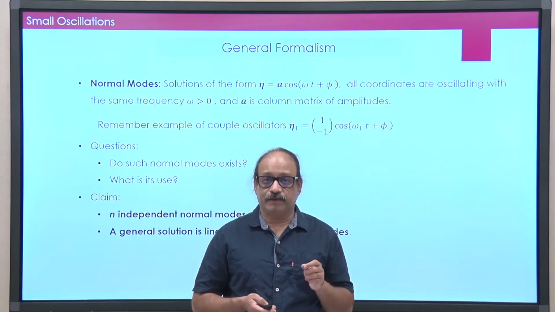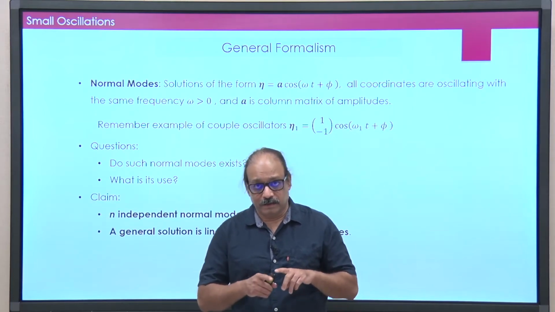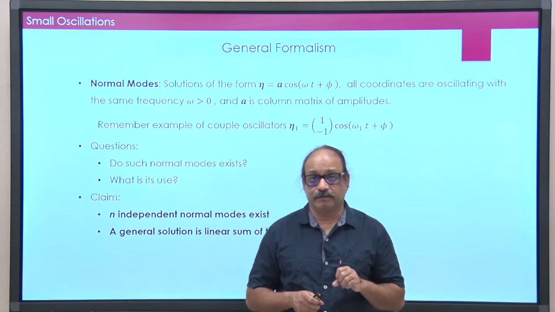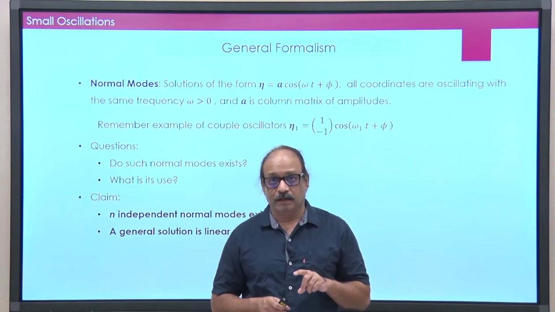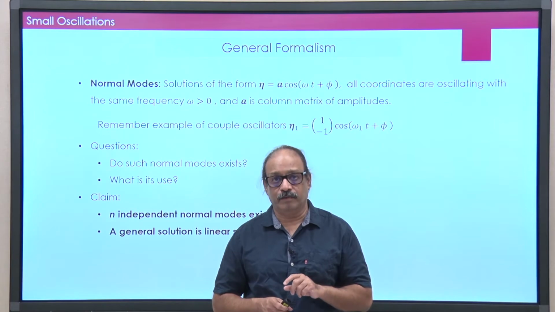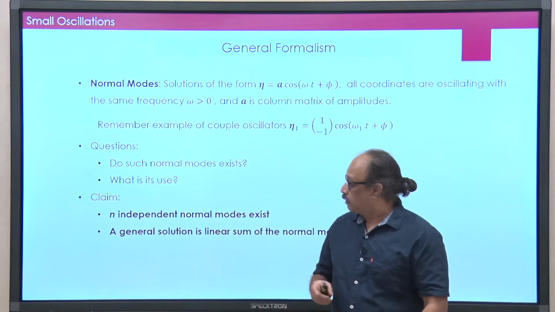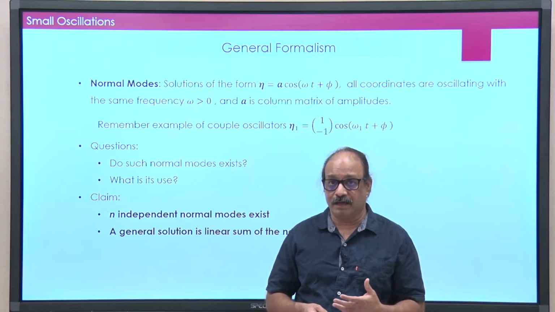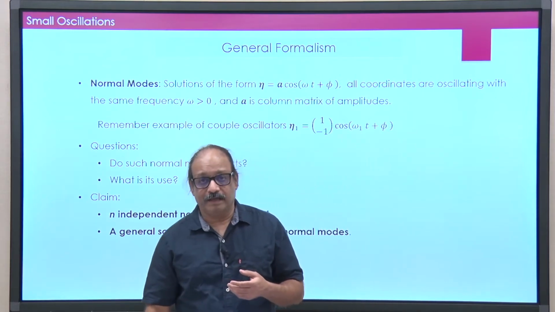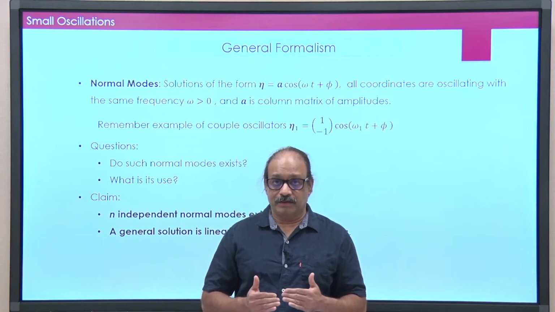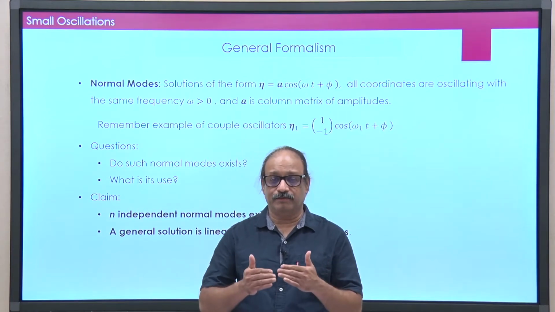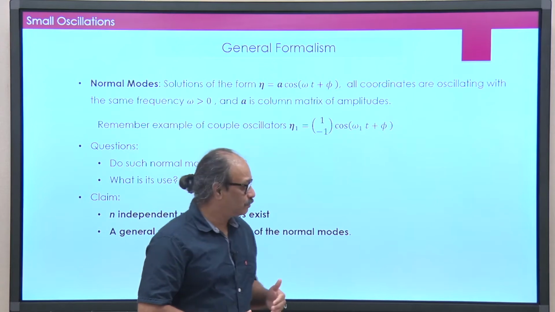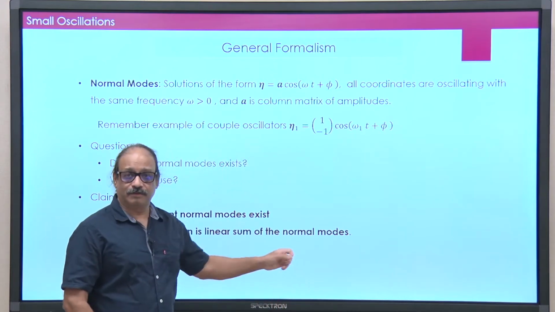So, the claim that we are going to make is that this system of differential equations actually has n independent normal modes, and a general solution can be written as the linear sum of those normal modes. This makes everything a lot easier, because the problem boils down to finding the normal modes, and the moment you find the normal modes, any general solution can be written in terms of those normal modes.